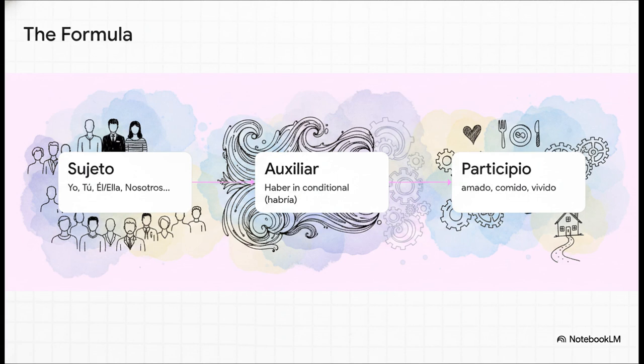Now, what's really interesting about this is the actual math of the grammar. It totally removes the intimidation factor because it's just a clean three-part formula. Step 1, just your subject, yo, tú, él, ella. Step 2 is your auxiliary verb. This is literally always the verb haber conjugated in the simple conditional. So you get habría, habrías, habría, habríamos, habríais, and habrían. And then step 3, you simply drop in the past participle of your main verb, like amado, comido, or vivido. Boom, that's the whole shebang.